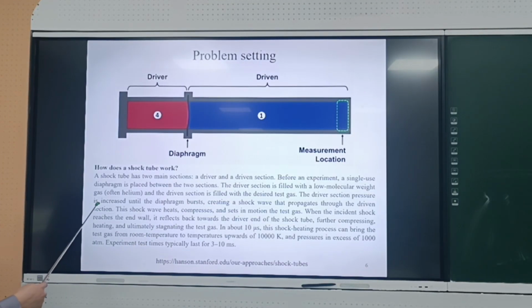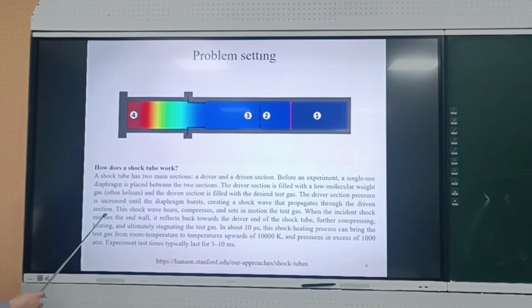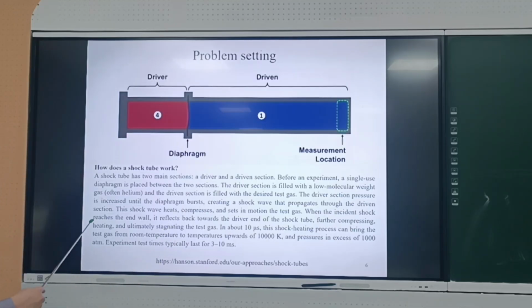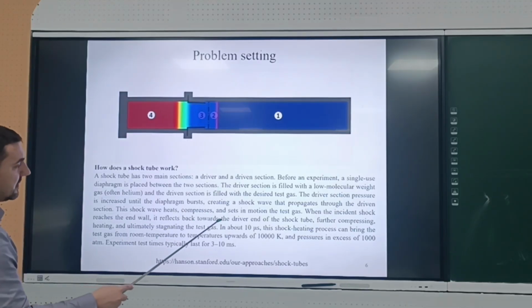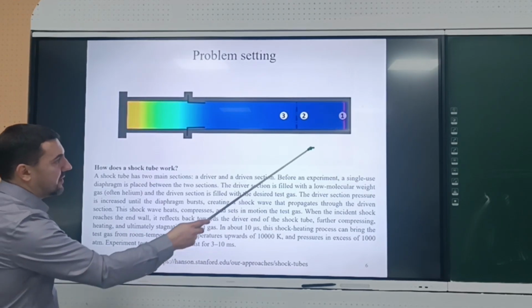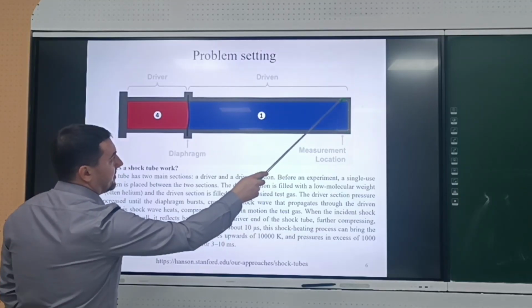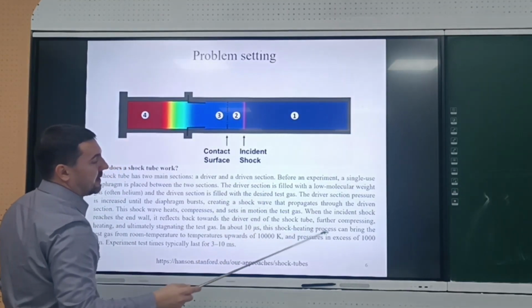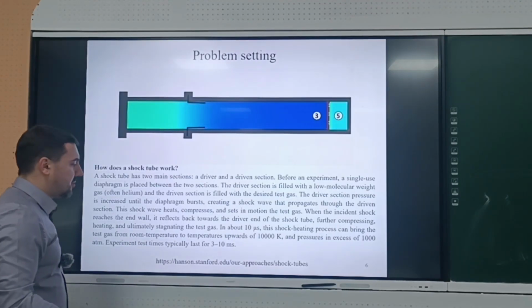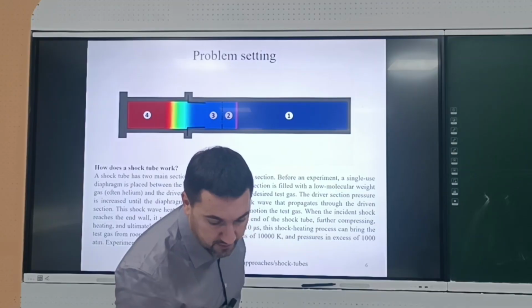The driver section pressure is increased until the diaphragm bursts, creating a shock wave that propagates through the driven section. The shock wave heats, compresses, and sets in motion the test gas here. When the incident shock wave reaches the end wall, it reflects back towards the driver end of the shock tube, further compressing, heating, and ultimately stagnating the test gas. So here the velocity of gas is just zero. So it's just the region at rest with high temperature and pressure, and it's a very, very fast, high-speed process. That's it. For example, we want to know the parameters of this shock wave to compute it.